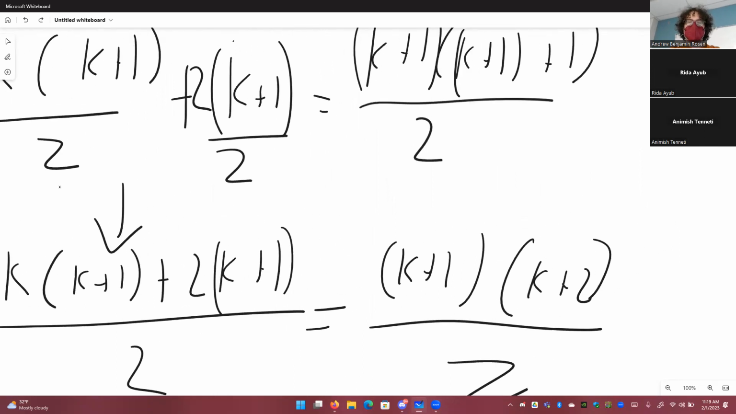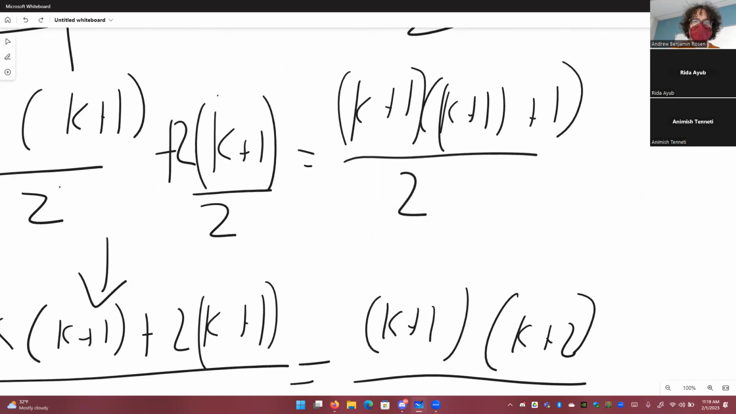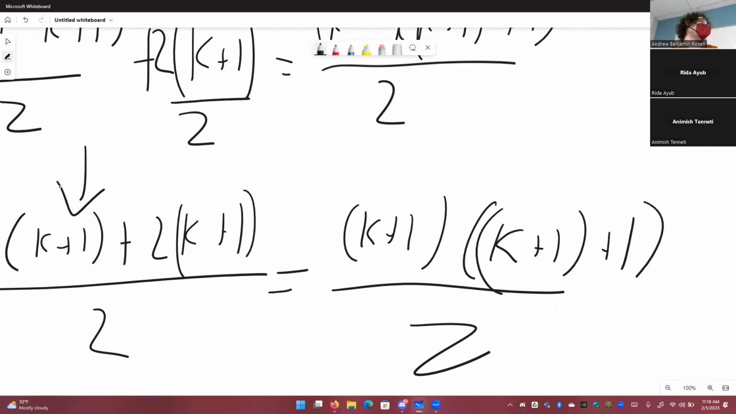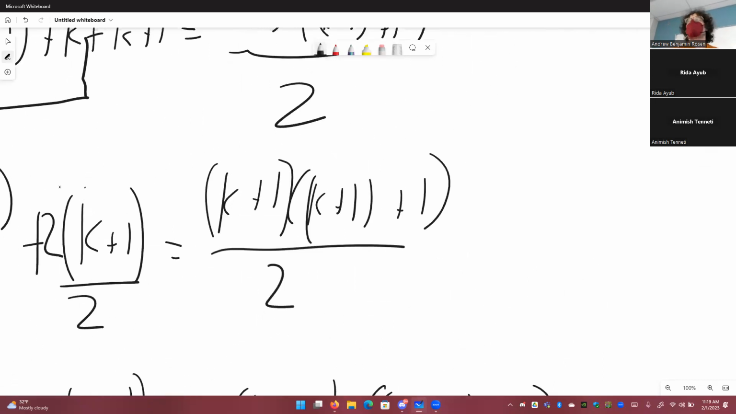And k plus 2 you can simply rewrite. We can rewrite that k plus 2 as k plus 1 plus 1. We can just rewrite it like that. It's still k plus 2. But now it's equal to the side that we wanted to prove.